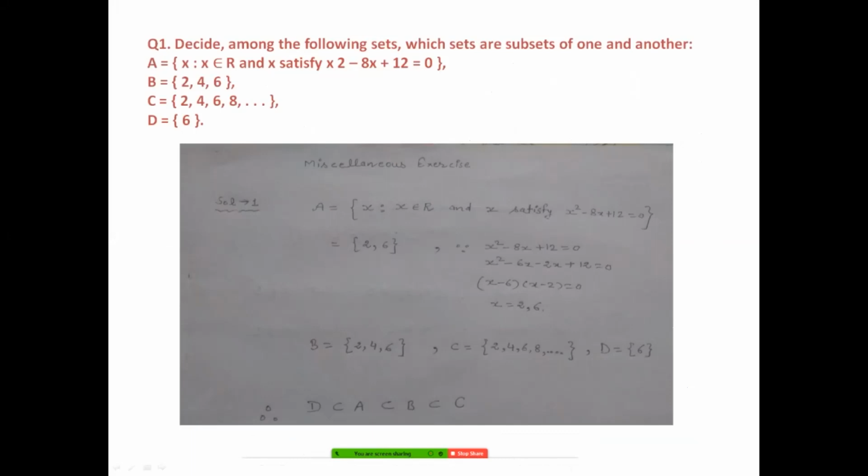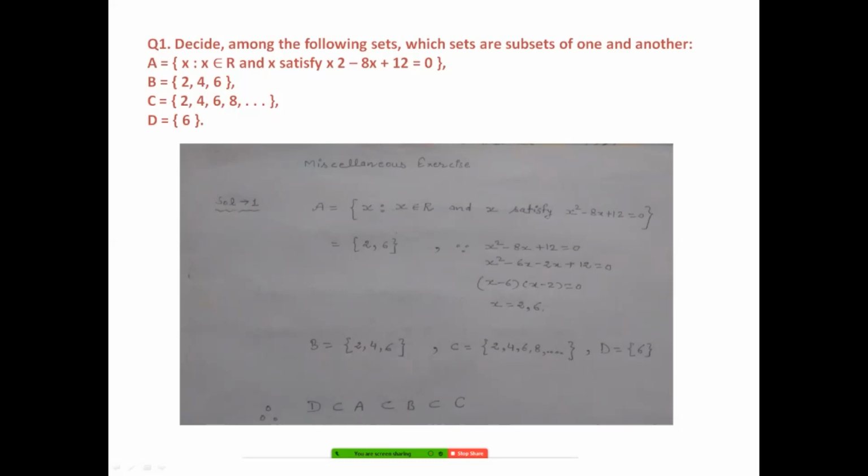First of all, the very first question of the exercise: decide among the following sets which sets are subsets of one another: A, B, C, D. So, four sets are given here. B, C, D are already in roster form. A set is given in set builder form. So first of all, let us convert this set builder form into roster form.